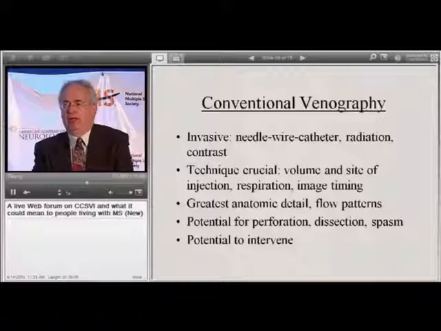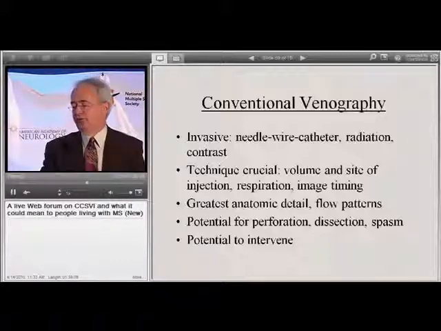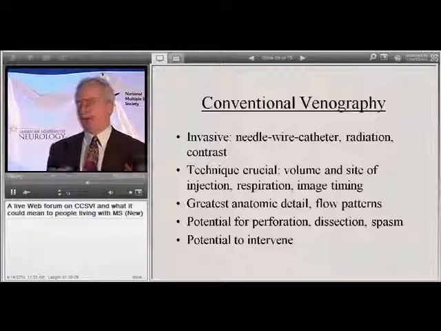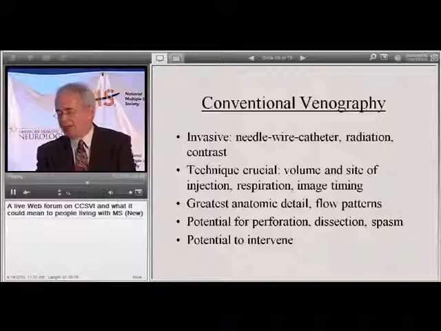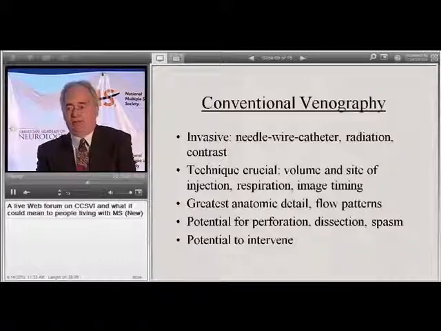In terms of venography, technique is crucial. You have to take into account where you are injecting your dye, the volume of dye you're injecting, how the patient is positioned and how the patient is moving or breathing, and the timing of your imaging. But it does provide the greatest anatomic detail and the greatest information about patterns of flow. There is potential for damage to the venous system, perforation with catheter or wire, dissection, and venous spasm, which may be unremitting. But there's also the potential to intervene.